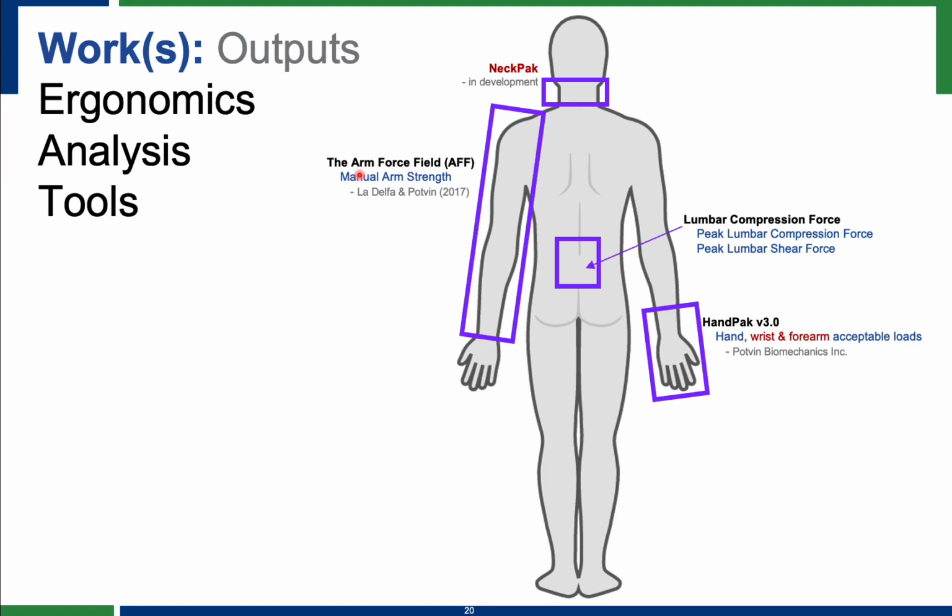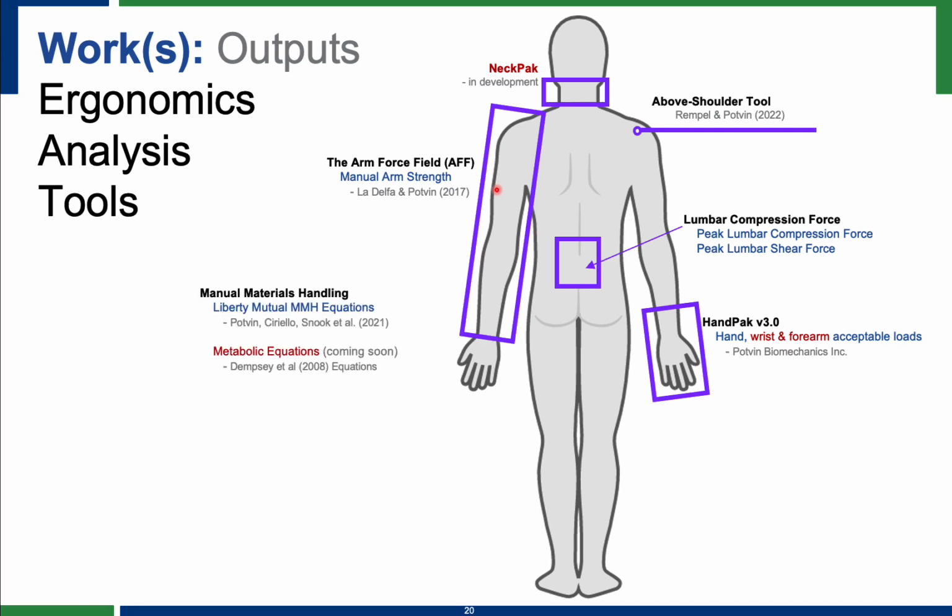We use the arm force field for manual arm strength that I developed with Nick Ladelfa at Ontario Tech University. This is a much more accurate way to predict arm strength than the methods used in software like 3DSSPP and Process Simulate. I recently developed an above shoulder tool with David Rempel in 2022, and this accounts for work done overhead and the impingements that might occur in the shoulder, and corrects the acceptable strength values for that. And we also use the Liberty Mutual manual materials handling equations, which I had the pleasure to be involved with developing.